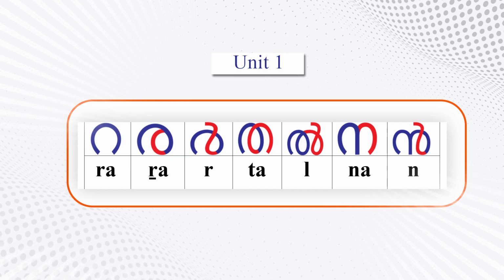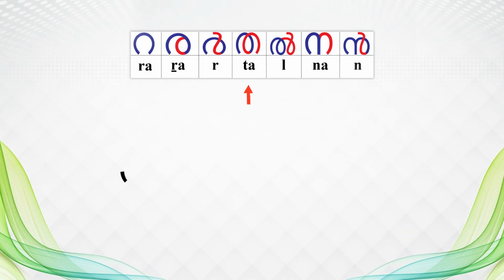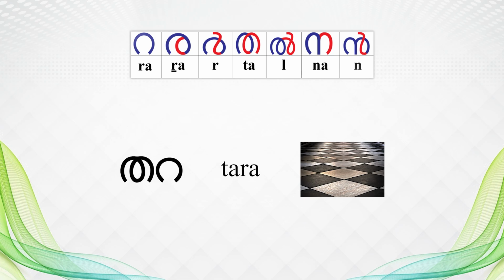It is possible to create 3 to 4 words from this group we already said. Let's see how to make these words. Pick this letter Ta first and take Ra as next one. Now read it. It is Tara. Tara means floor. Try to say this word 2 to 3 times.